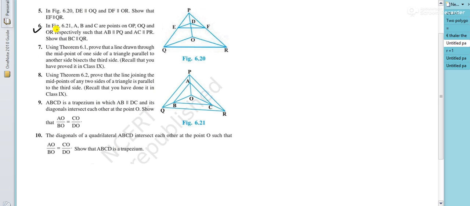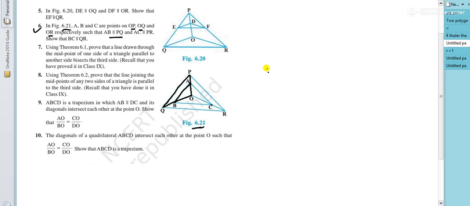Question number 6. Sixth, if you see in figure 6.21, where is it? Yes, this figure. A, B, C are points on OP, OQ and OR respectively, such that AB is parallel to PQ. Again, AB, where is AB? Here. AB is parallel to PQ. Okay, so got one triangle?